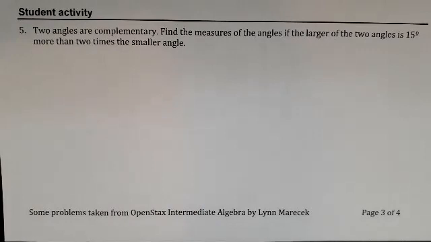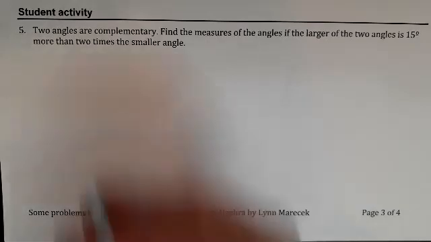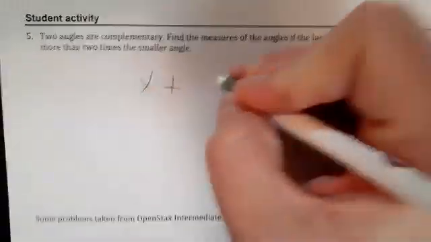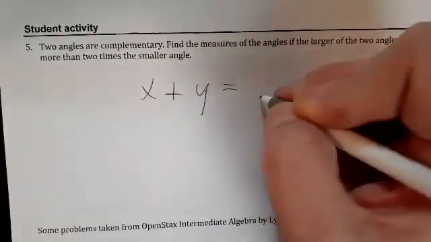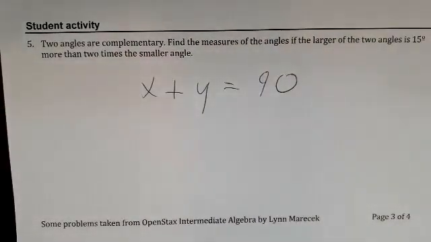We're still talking about complementary angles. So two angles are complementary. Find the measure of the angles if the larger of the two angles is 15 degrees more than 2 times the smaller angle. So that is a mouthful, and we'll go back and look at that. But we know we still need two angles, so I'm going to just continue with x and y. They are complementary. So let's put that down first. x and y are complementary. It looks like x plus y is equal to 90.